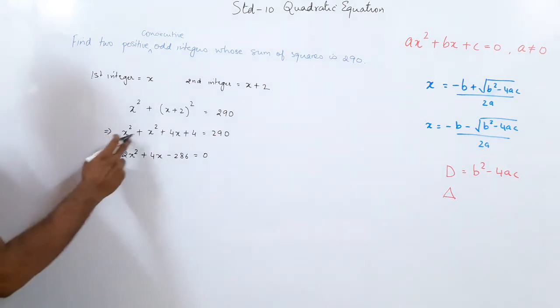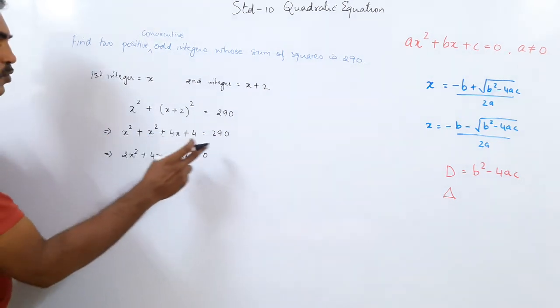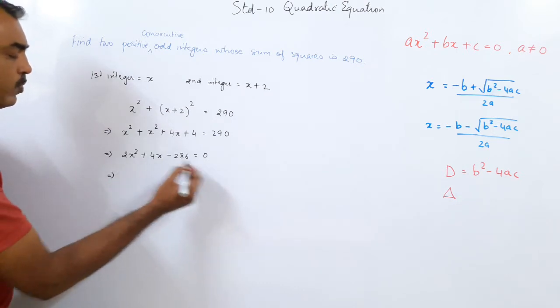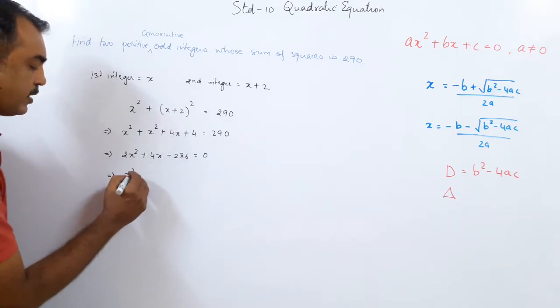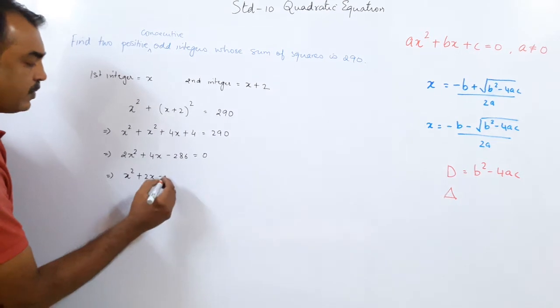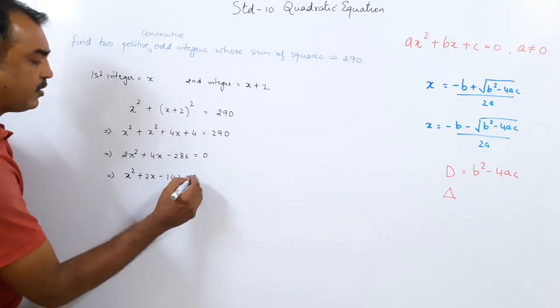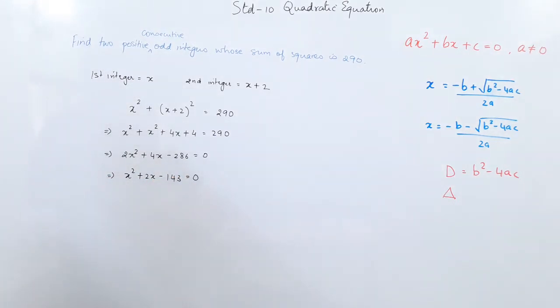Are you following this? x square plus x square, 2x square, 4x. If I take out the 2 common, divide by 2 on both sides, I get x square plus 2x minus 143 equal to 0. I simplified it. How did I simplify? By dividing both sides by 2. 0 by 2 is 0. Now what comes next?